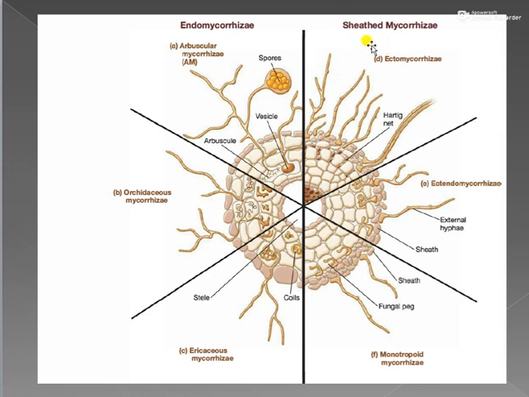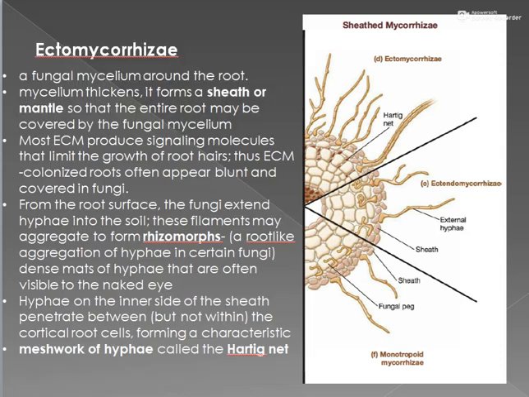Ectomycorrhiza is also considered a sheathed mycorrhiza, and it has mainly three different types: ectomycorrhiza, ectendomycorrhiza, as well as the monotropoid mycorrhiza. And in the endomycorrhiza, you have arbuscular mycorrhiza, orchidaceous mycorrhiza, as well as ericaceous mycorrhiza. So I'll be going into the details of each type of mycorrhiza here. Now, first we will talk about the ectomycorrhiza.